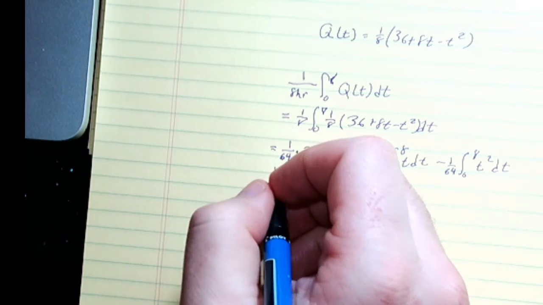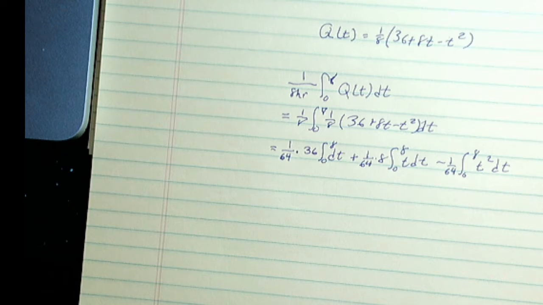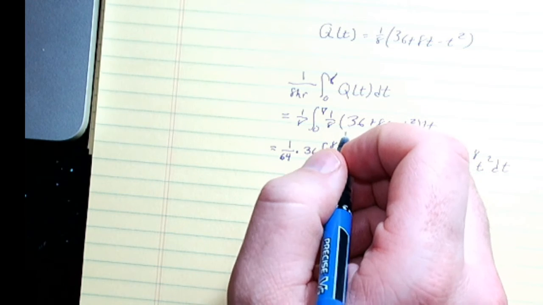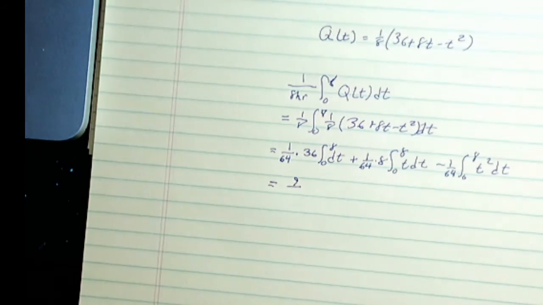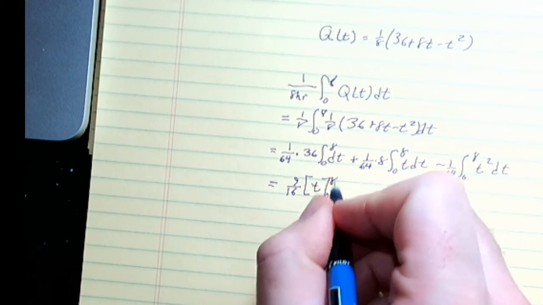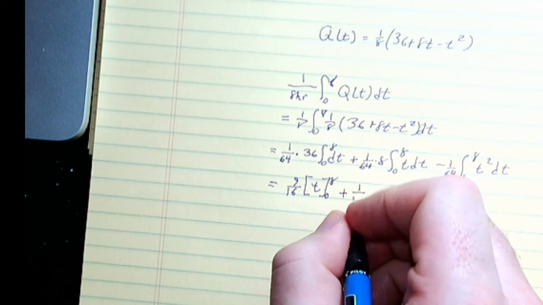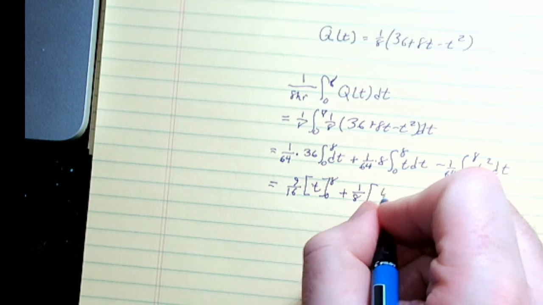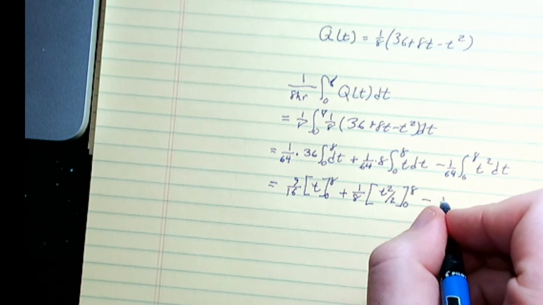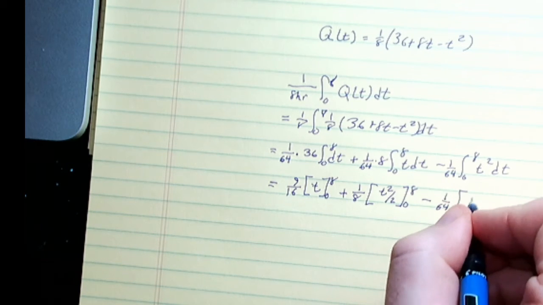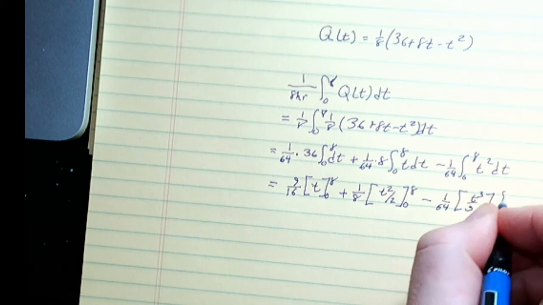And we can simplify these, of course. 36 over 64 is just 9 over 16. The integral of 1 is just t, so it's t from 0 to 8, plus 1/8 times t squared over 2 from 0 to 8, minus 1/64 times t cubed over 3 from 0 to 8.